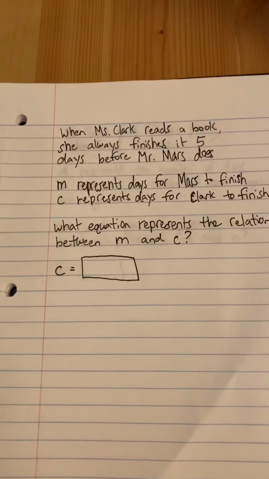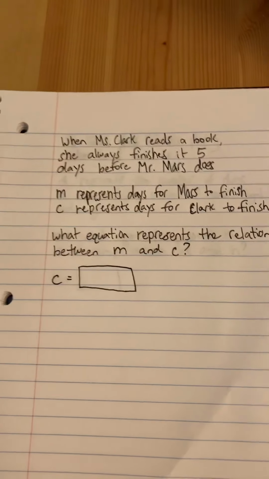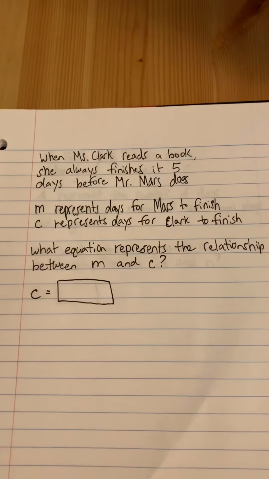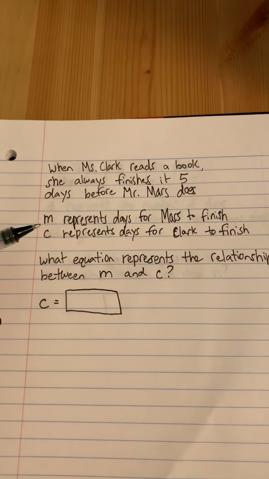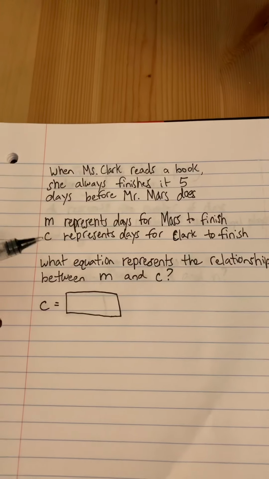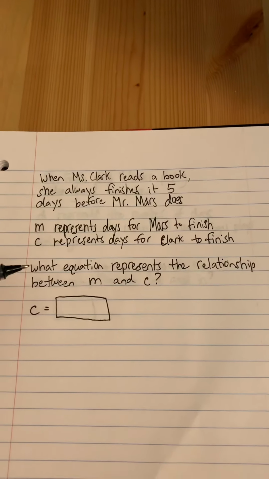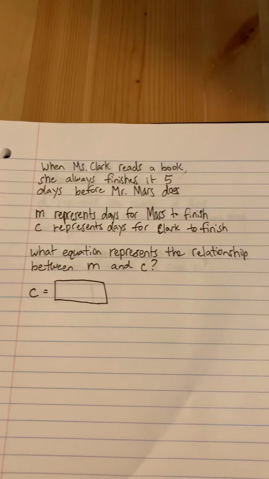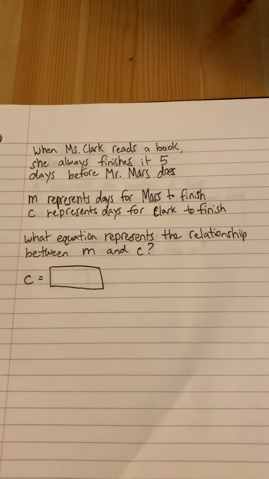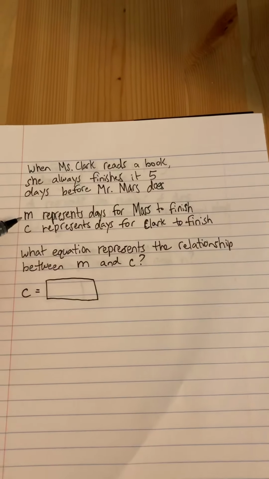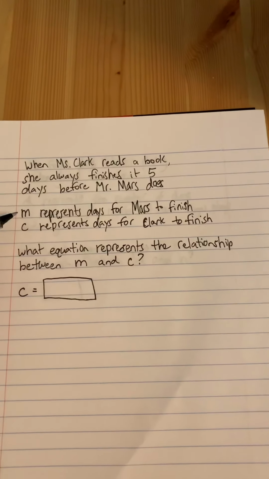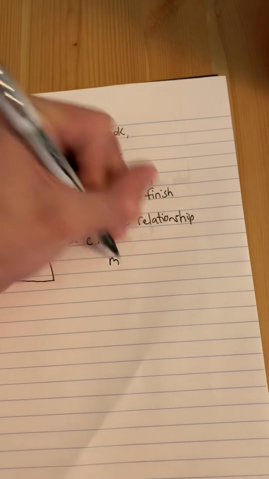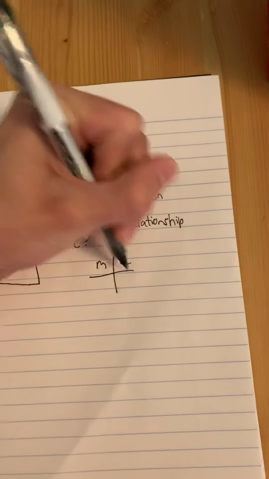All right, example 1, when Miss Clark reads a book, she always finishes it 5 days before Mr. Mars does. M represents days for Mars to finish. C represents days for Clark to finish. What equation represents the relationship between M and C? Now, I know this is going to be a little annoying, but I kind of recommend making a table for this. M represents time for Mars to finish, and C represents time for Clark to finish. So M is Mars, C is Clark.